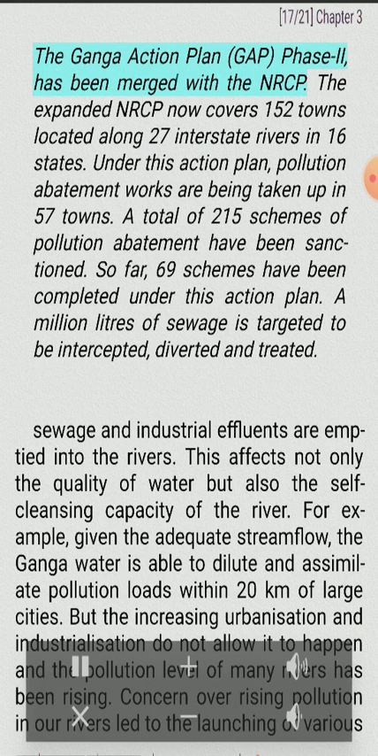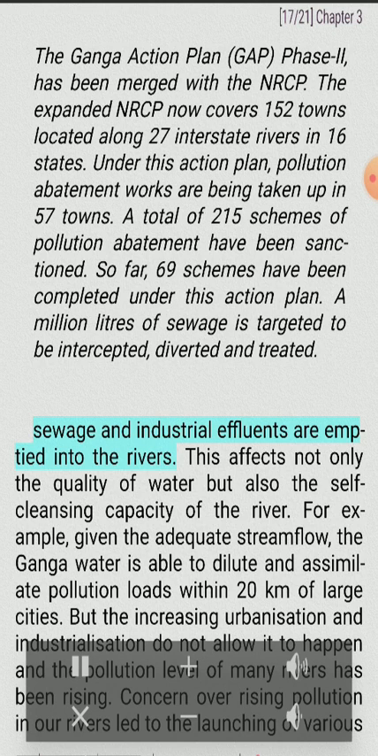The Ganga Action Plan, GAP Phase 2, has been merged with the NRCP. The expanded NRCP now covers 152 towns located along 27 states. Under this action plan, pollution abatement works are being taken up in 57 towns. A total of 215 schemes of pollution abatement have been sanctioned. So far, 69 schemes have been completed under this action plan. 1 million liters of sewage is targeted to be intercepted, diverted and treated.